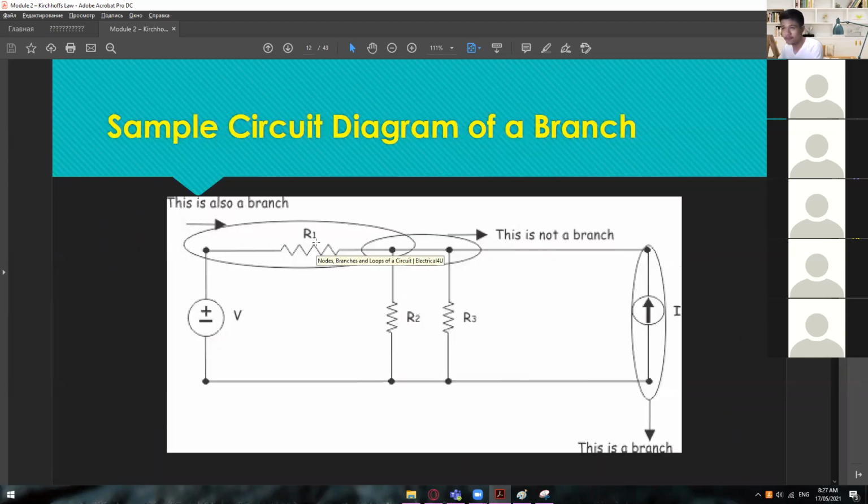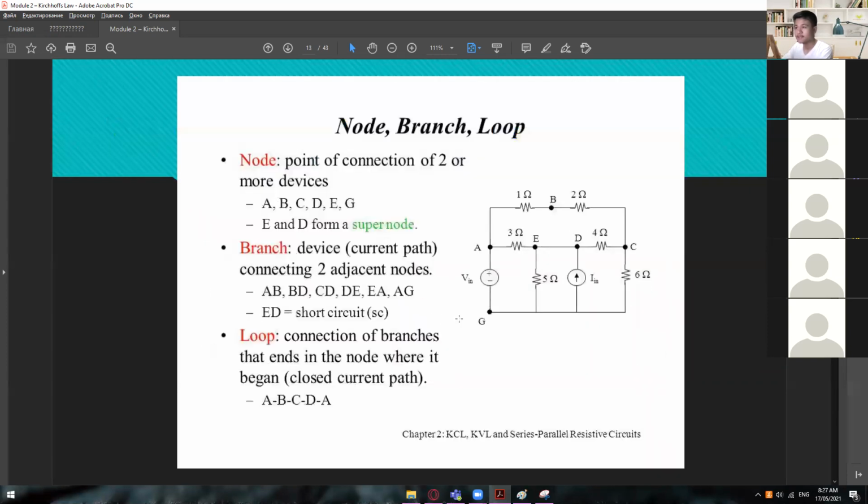All right, so moving on, we have here the sample circuit diagram of a branch. Like what I mentioned, this is a branch, but this is not a branch because it doesn't contain any component between it. And then this is another branch, and another branch in here. More explanation when it comes to a node, a branch, and a loop: in here we have branches AB, BC, CD, DE, EA, AG, like those. But EB doesn't have any component between it, so this is not a branch. It's just a short circuit.